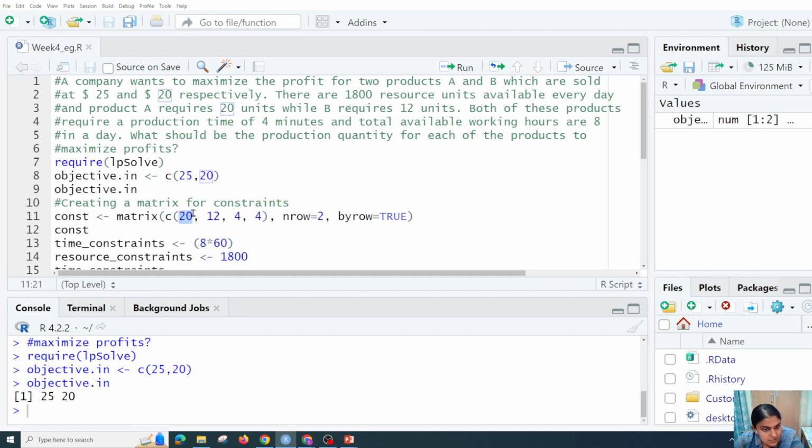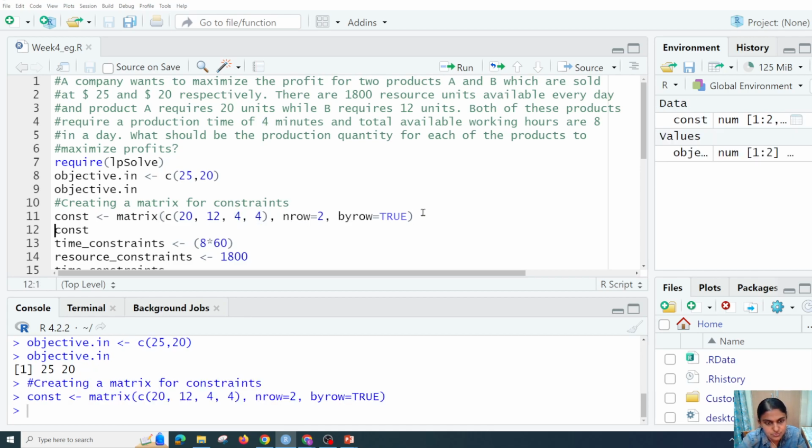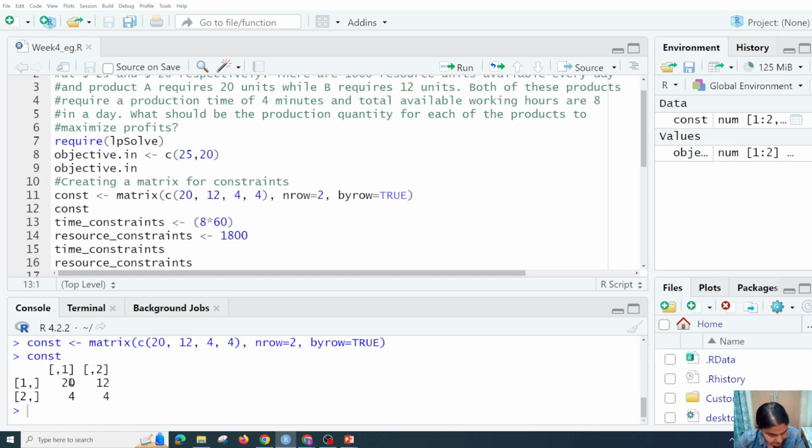The first one was 20y1 plus 12y2, that was the resource constraint, and the next one was 4y1 plus 4y2, which was the time constraint, with nrow equal to 2 and byrow equal to TRUE. If I give that, I am creating a matrix with 20 and 12 for the resource constraint and 4 and 4 for the time constraint, right? Now I am naming the time constraint, so it is like 8 into 60 minutes. I have already mentioned it.